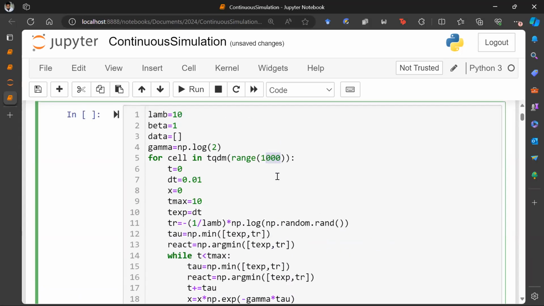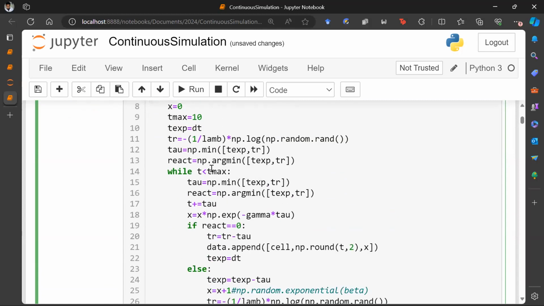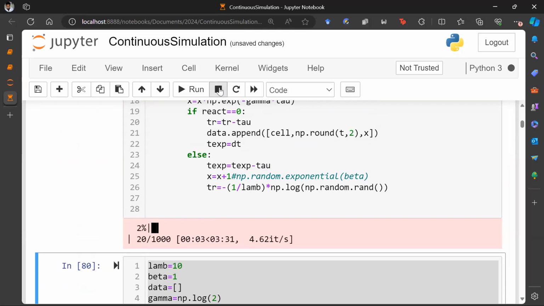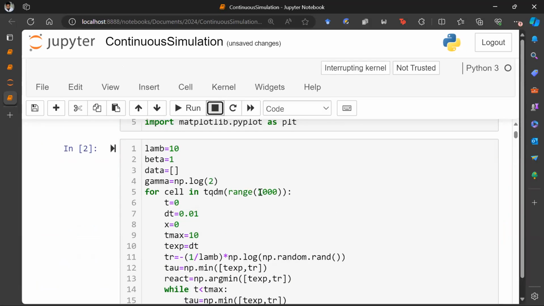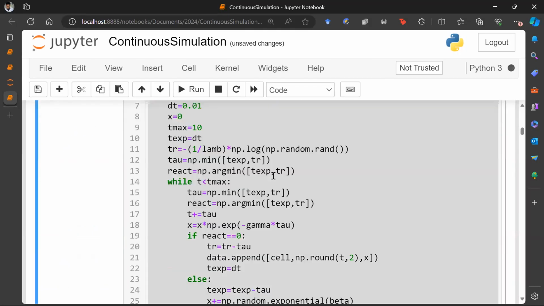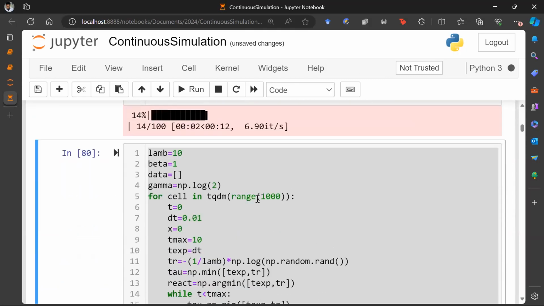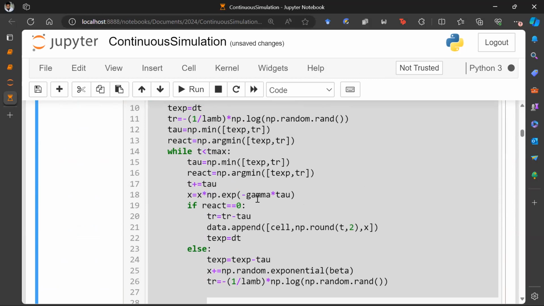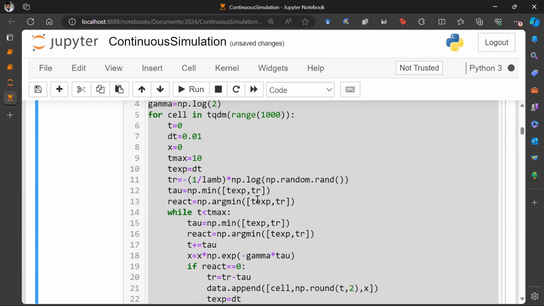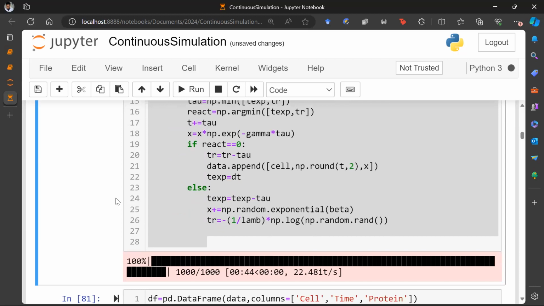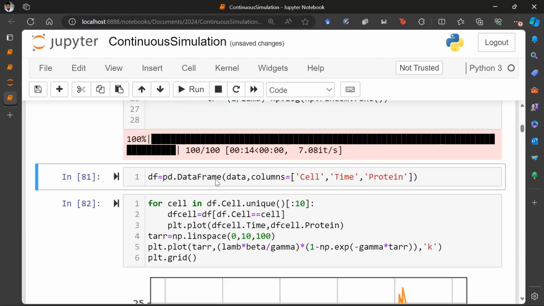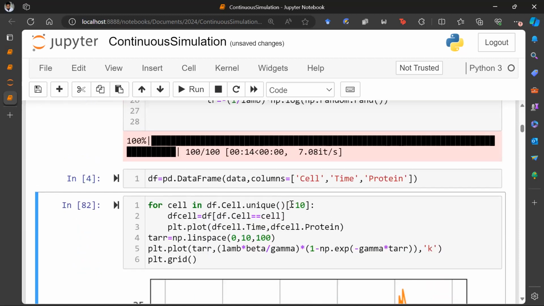And I do this for 1,000 cells. It's going to take some more time, so let's start with 100. As a control it's the same. So I save it and I plot the trajectories.